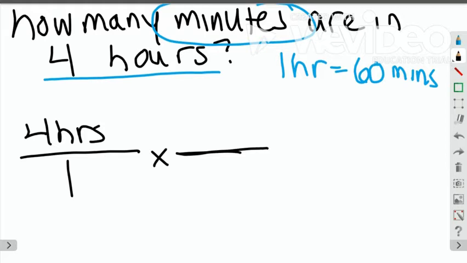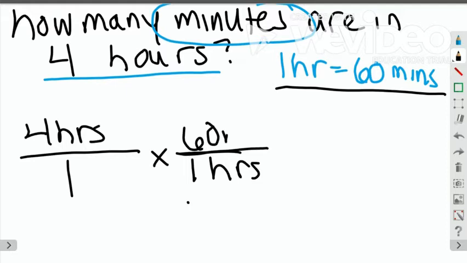So we are using fractions, and the conversion units are arranged in fraction form in such a way as to cancel all units except the desired units. So we're trying to cancel out hours, so we will place hours at the bottom. And if we look at our conversion up here, 1 hour, so we put 1 hour at the bottom, is equal to 60 minutes.